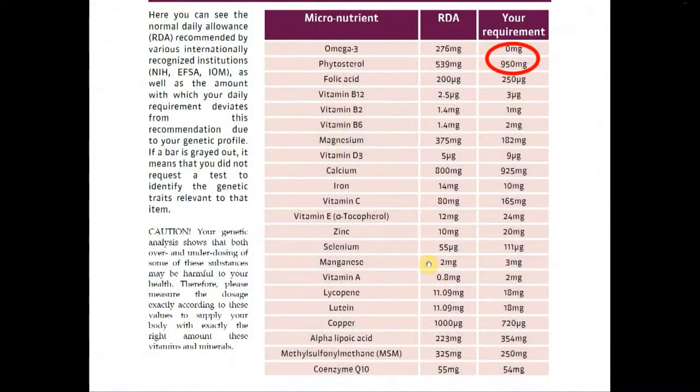And that is why your actual requirement, based on our recommendation, based on your genetics, is deviating from the normal amount. So here you see omega-3 fatty acids, we would actually, in this case, not recommend them because they have a negative effect in some respects. And we would recommend phytosterols instead, and so on. So you will find your requirement actually will differ from the general requirement.